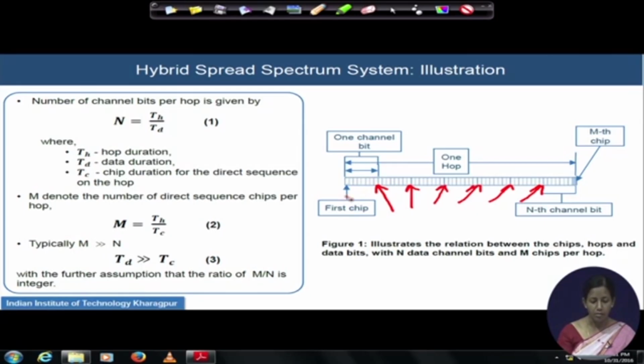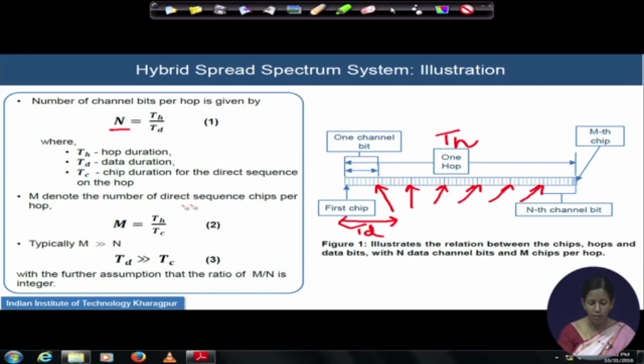So, if I ask what is the total number of channel bits I am getting over the total hop duration, it will be from here to here, which is given by TH. TD is the channel bit duration, which is the duration of 1 bit, and hence TH by TD will give me the number of channel bits available in that one hop.